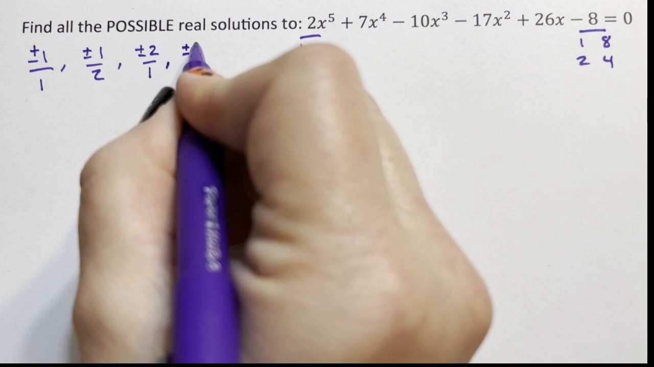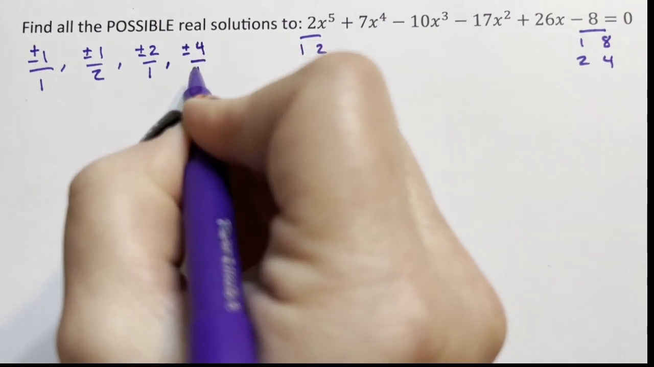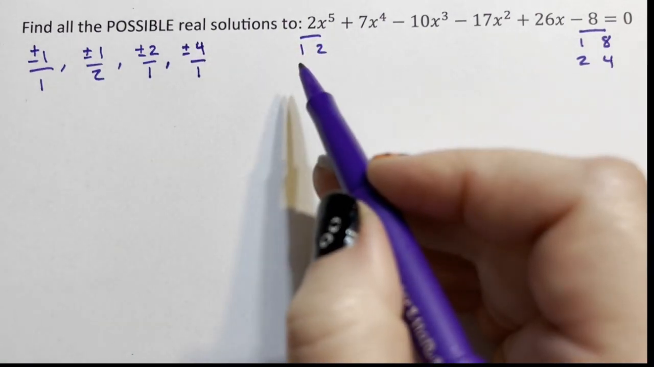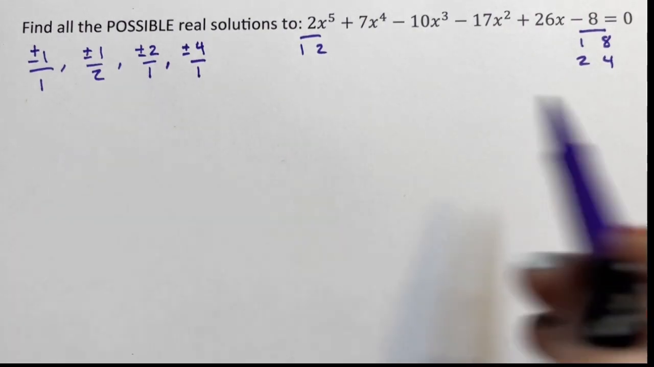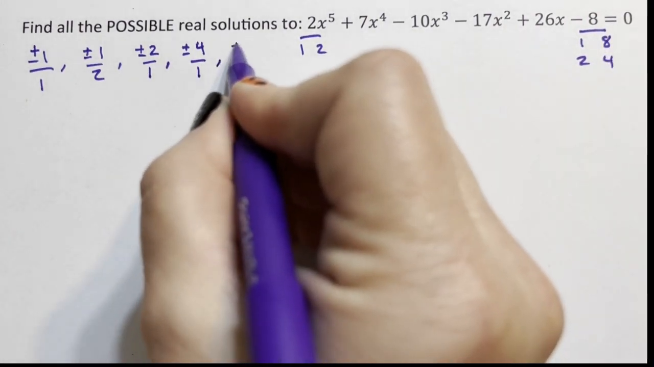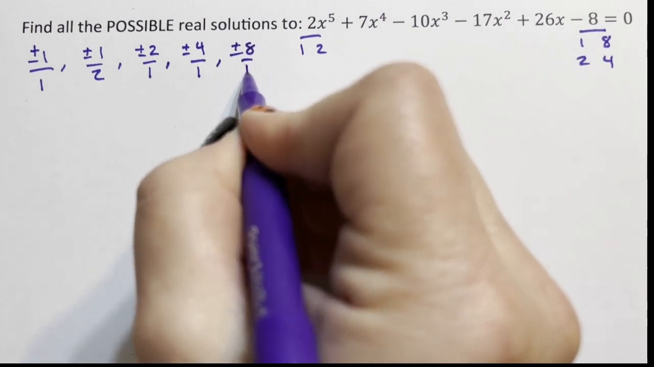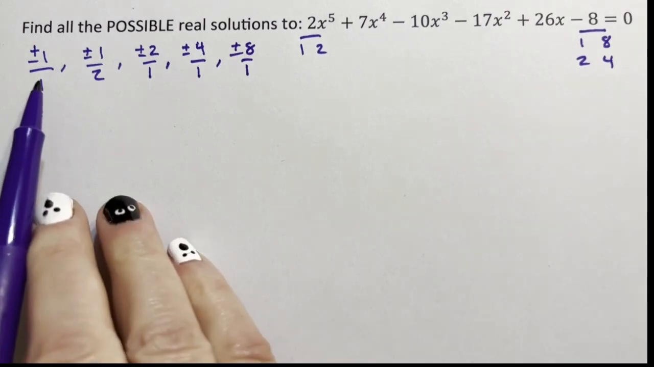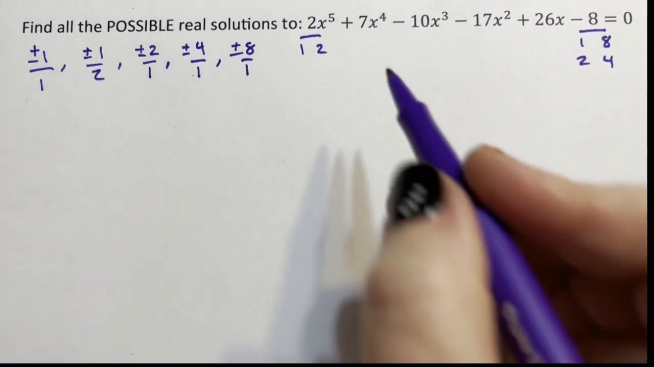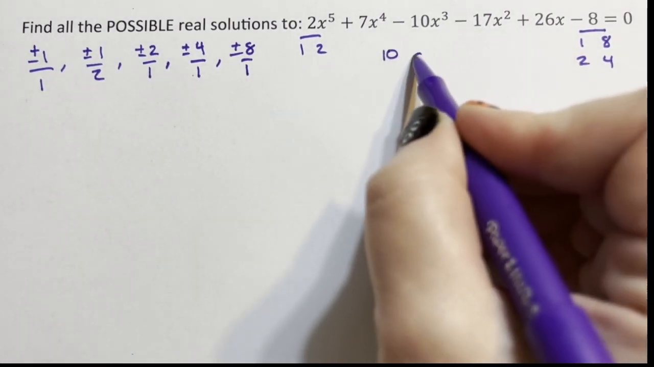Now we can go to 4. Plus or minus 4 divided by 1. And 4 divided by 2, unless I'm mistaken, is 2 again, so that's not really needed. Now we go to 8, plus or minus 8 divided by 1. And 8 divided by 2 is just 4 again. So 2, 4, 6, 8, 10. There are 10 options.